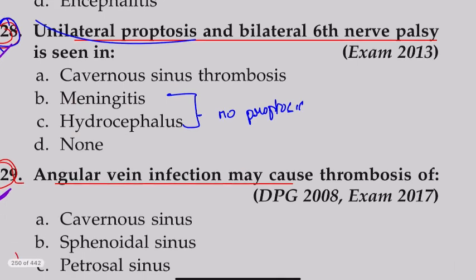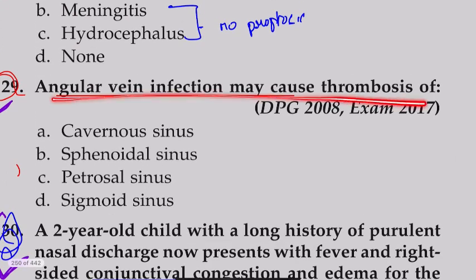Angular vein infection may cause thrombosis, and it will cause infection of the cavernous sinus, right? The angular vein arises from the medial angle of the eye, continuous as the facial vein which goes deep. The deep facial vein communicates with the cavernous sinus through the pterygoid plexus of veins. That's why it will cause thrombosis of the cavernous sinus, right?